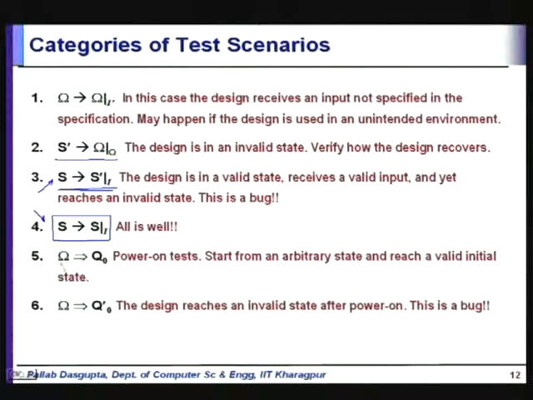Then the fifth category is that we start from any arbitrary state and see whether we can reach a valid initial state. These are called power on tests. When you first switch on the circuit, is it able to reach, from whatever state it was initially, a valid initial state? So, we need to develop tests for that.